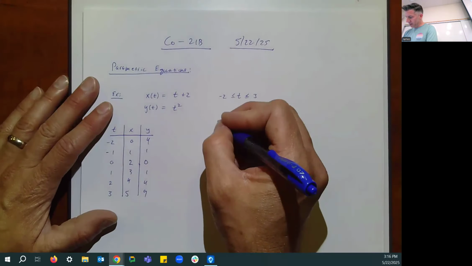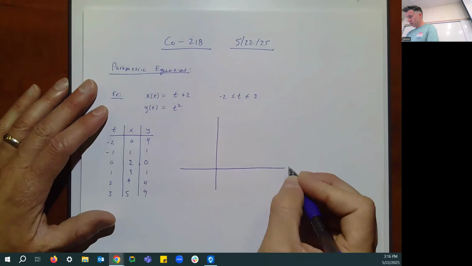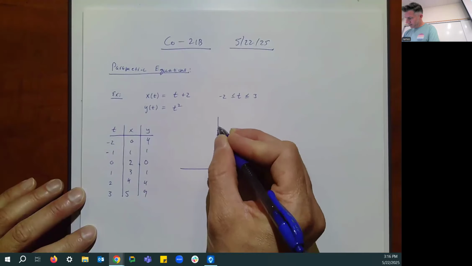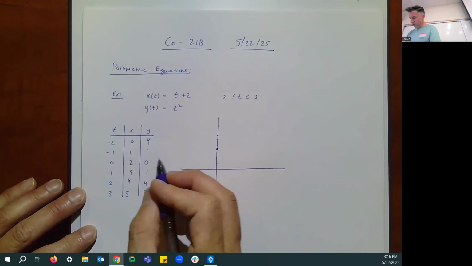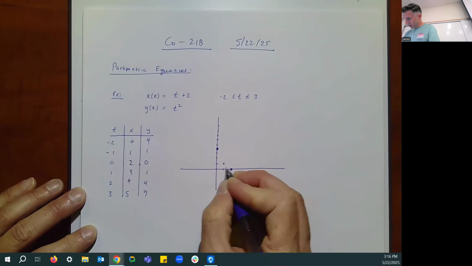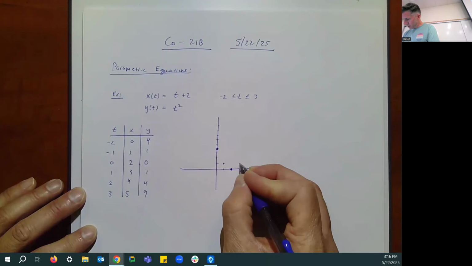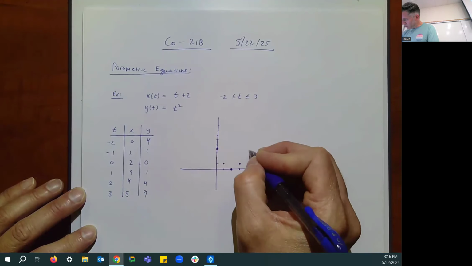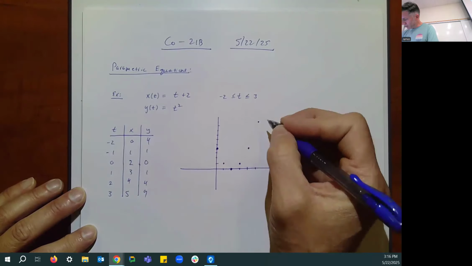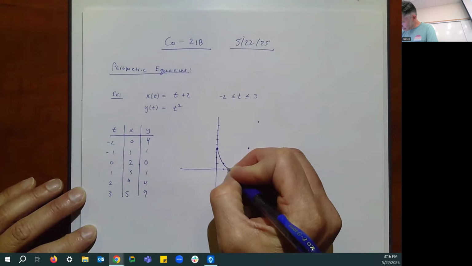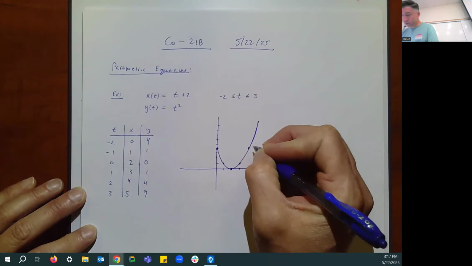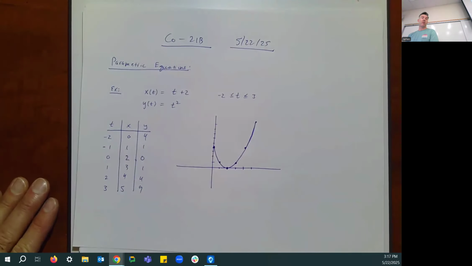So when we graph this, we're going to get the point 0, comma 4. And then 1, 1, and then 2, 0, and then 3, 1, and 4, 4, and then 5, 9. So it looks like this. It looks a lot like what kind of curve? Right, it looks a lot like a parabola.